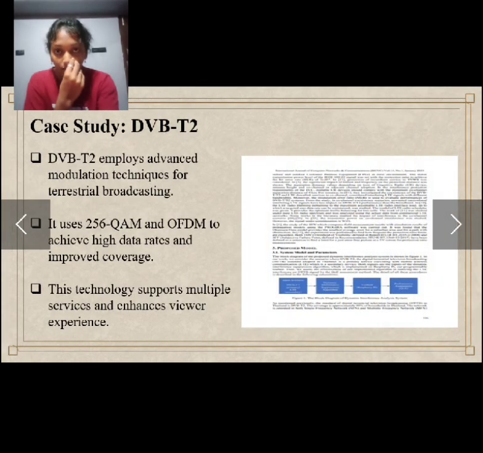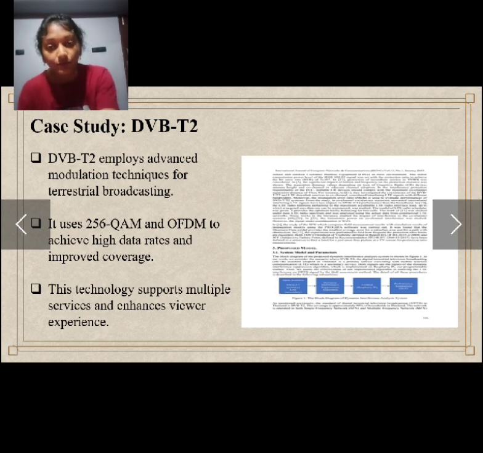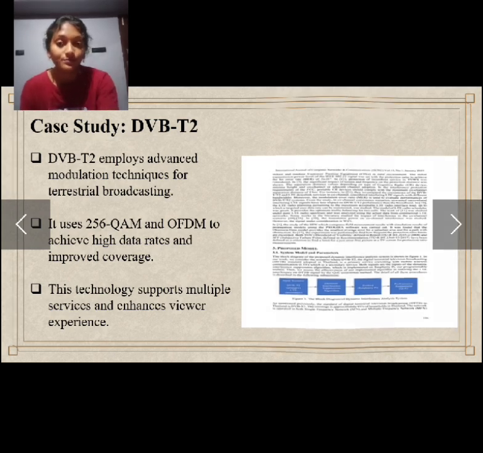The case study for DVB-T2. DVB-T2 employs advanced modulation techniques for terrestrial broadcasting. It uses 256 QAM and OFDM to achieve high data rates and improved coverage. This technology supports multiple services and enhances viewer experience.